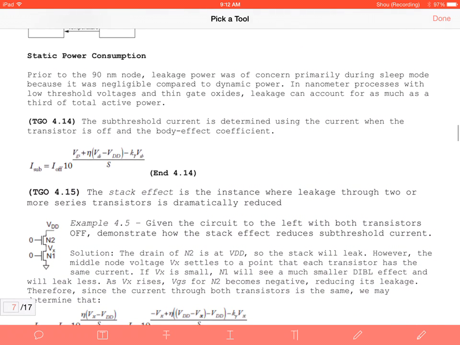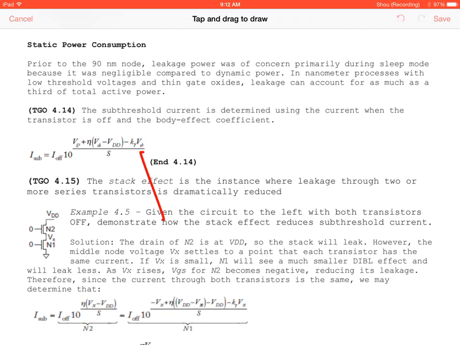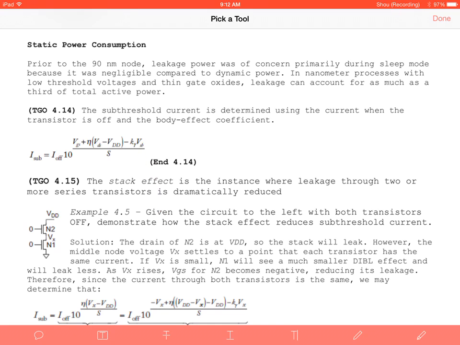And the last two things we talked about, we're talking about static power consumption, and this concept of sub-threshold current. That is the current when the transistor is off, and it directly relates to the body effect coefficient. And also we talked about the stack effect, which negates this sub-threshold current because you have two transistors that are cut off and makes it significantly harder to have a current flow through these circuits.